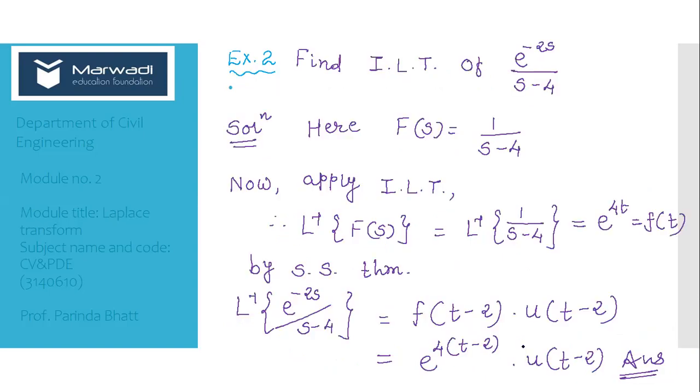In this question, what is there in place of a, Vikas? 2, right? In place of a is 2. Therefore t minus a, but a is 2 here. Therefore t minus 2, u of t minus 2. Yes. Yes, Vikas. Okay, ma'am. Done? Okay.